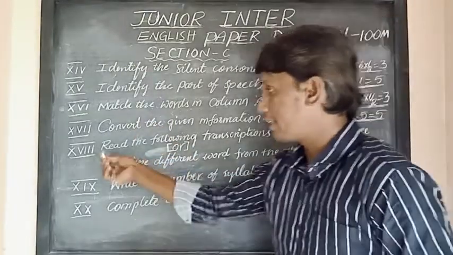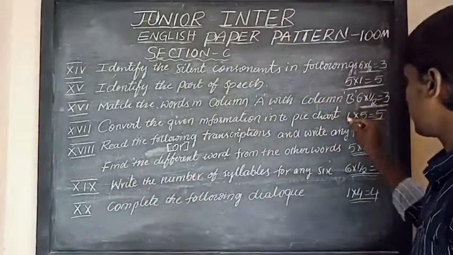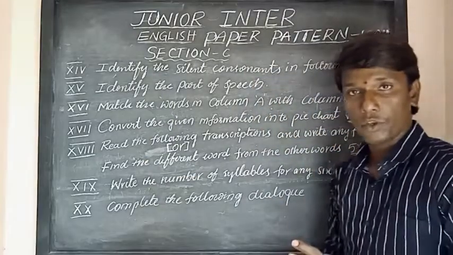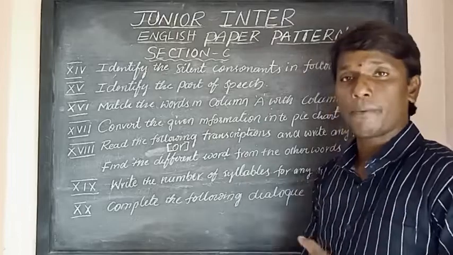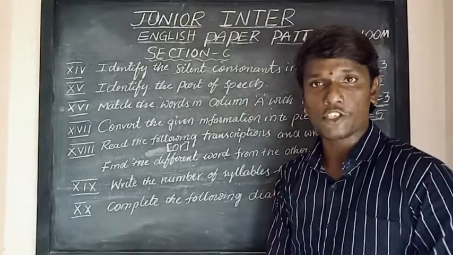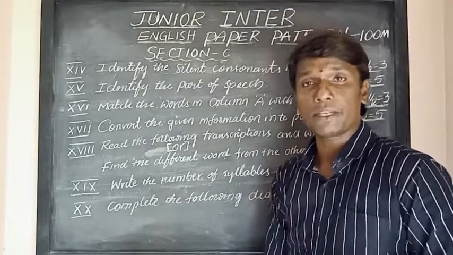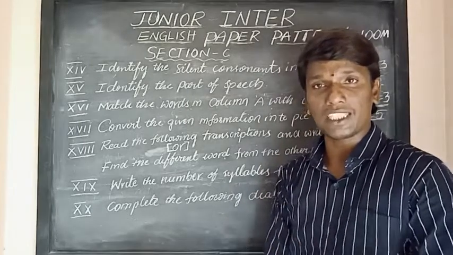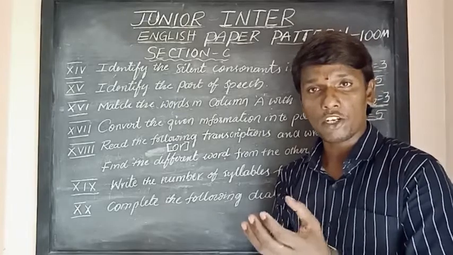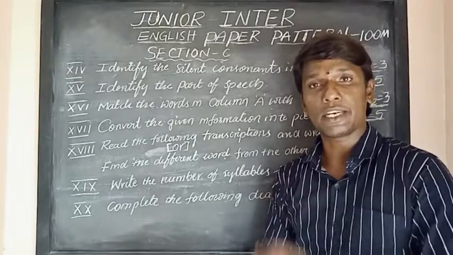This 17th question is for 5 marks. Okay, Nandi? When you convert a paragraph into a pie chart, you get 5 marks. Or when you transfer the information which is given in a pie chart or a table or a bar graph into a paragraph, you will get 5 marks.